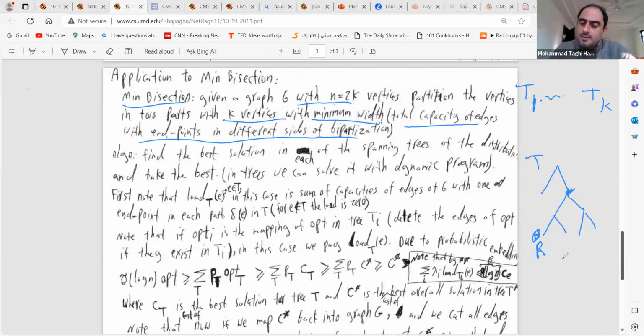How can you do that? This is a very simple thing that you can do with dynamic programming. For any node R, you want to say, for X number of red and Y number of blue, what is the minimum cost?